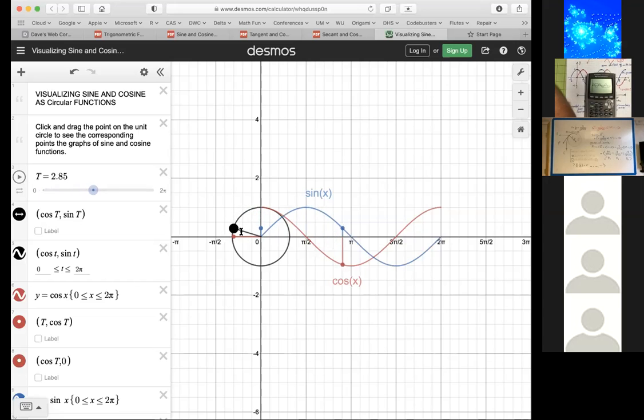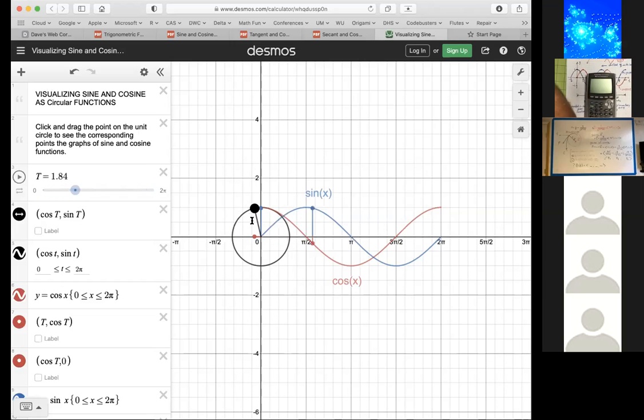As I drag that angle, here's pi. Sine of pi is 0, but cosine of pi is minus 1. I'm going through a full cycle of sine or cosine back to where I started. Back to where I started when sine was 0 at 2 pi and cosine was 1.